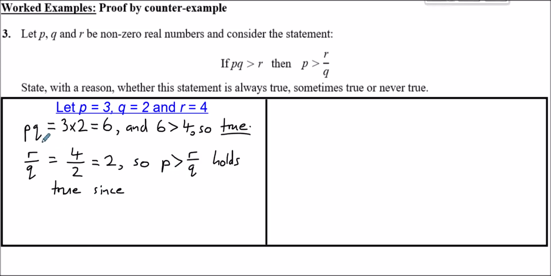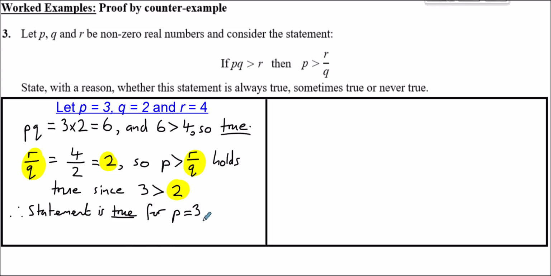Since our value of p, which is 3, is greater than r over q, which we worked out was 2, in this initial case it's true. So we can just say the statement is true for when p is 3, q is 2, and r is 4.